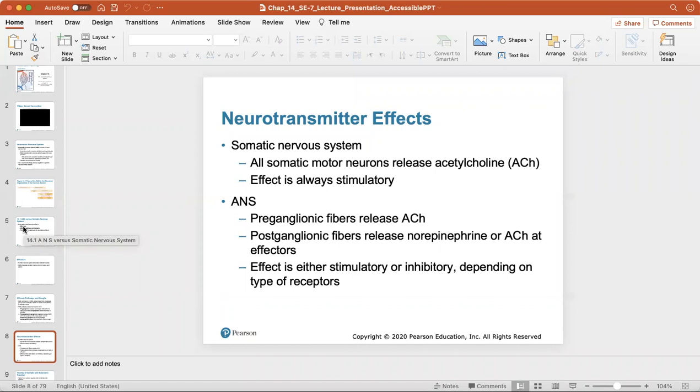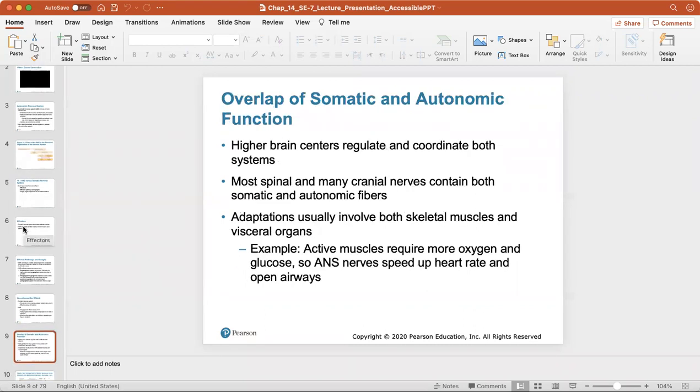In the autonomic nervous system, since we have these two chains of fibers, the preganglionic fiber will release acetylcholine, and the postganglionic fiber will release norepinephrine or acetylcholine at its effector. The effect can be either stimulatory or inhibitory, depending on the type of receptor. There is some overlap between the two. The higher brain centers regulate and coordinate both systems.